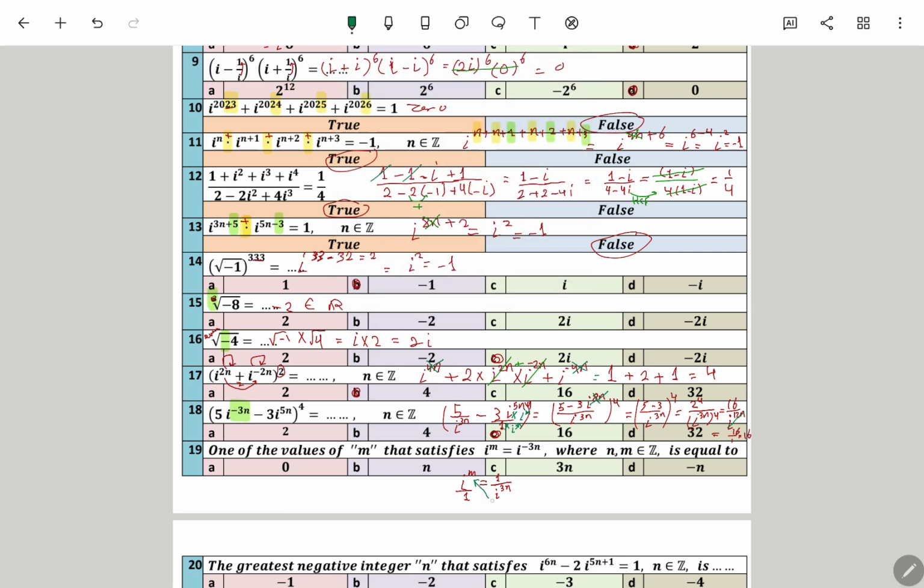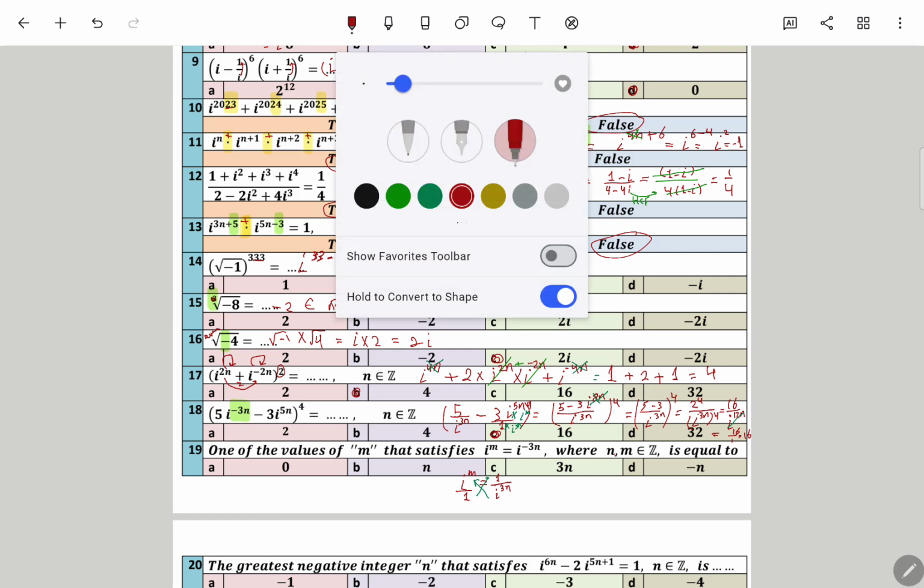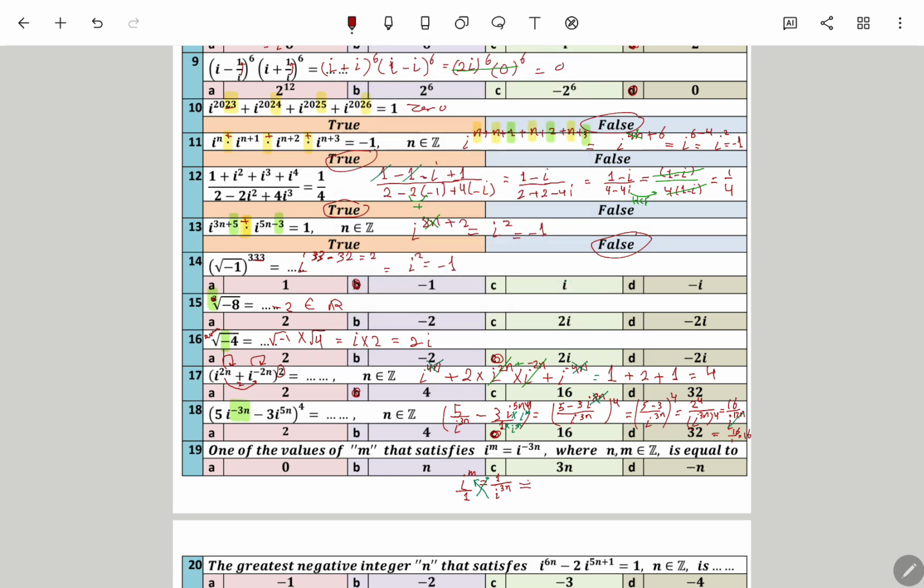Like this, by taking the denominator up. That will give you i to the power of m times i to the power of 3n equals 1. You can add powers in multiplication. That will give you i to the power of m plus 3n. Because you have 1, you can make it i to the power of 4n to get the value of 1, or you can have 8n, or you can have 12n.